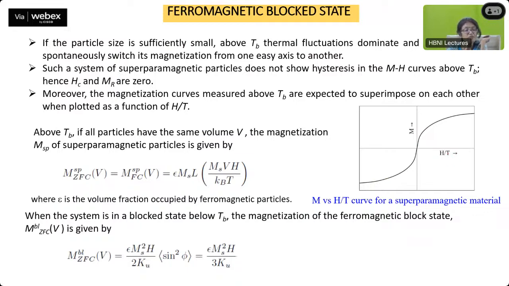Above TB, if all the particles have the same volume V, the magnetization of the superparamagnetic particles is given by this particular equation. And when the system is in a blocked state below TB, the blocking temperature, the magnetization of the ferromagnetic blocked state is given by this equation. So these are the two different equations for the magnetization of the particles above TB and below TB.